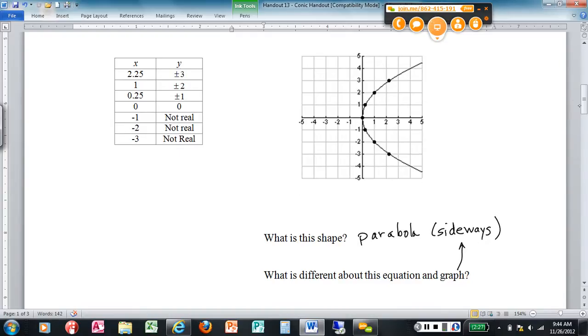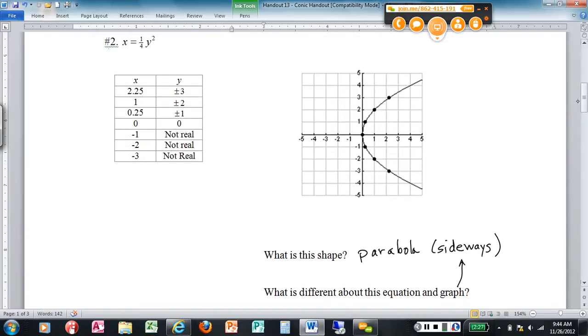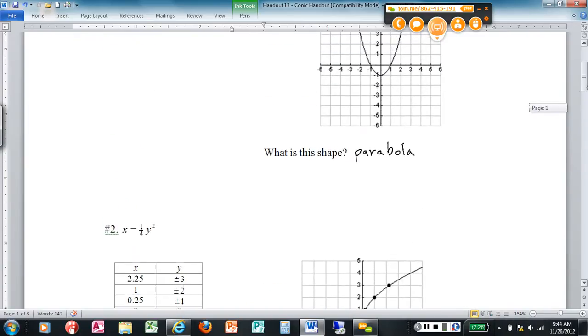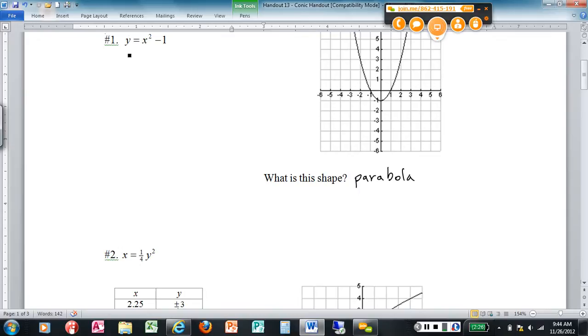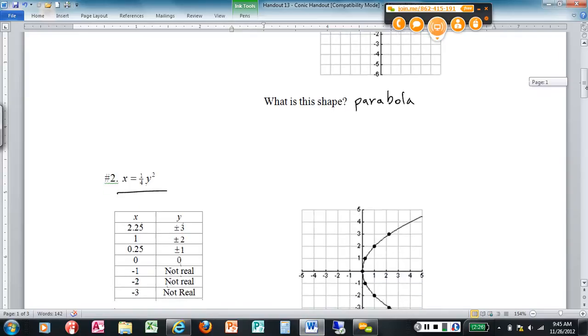What's different about the equation? Looking back at the two equations, the other one was y equals x squared minus 1. What's different about the number 2 equation compared to the number 1 equation? The ones we were graphing look more like this. This one, the sideways one, looks like that. What's different? The y squared instead of the x. The x and the y have kind of switched around. We've got y squared instead of x squared, and the x is to the first power on number 1. So when you do that, the parabola turns sideways when you have the y squared instead of the x.